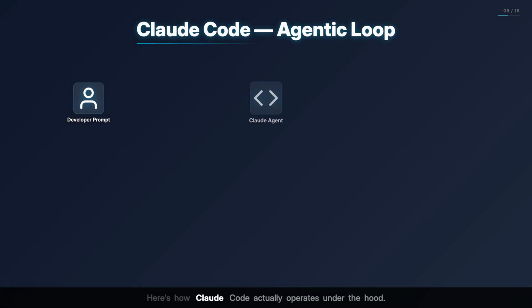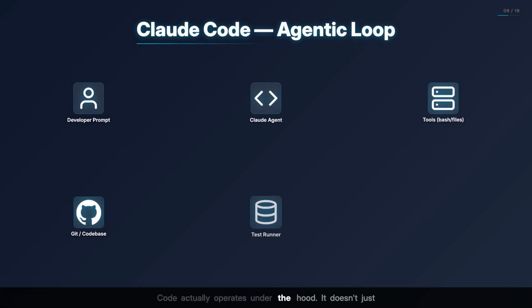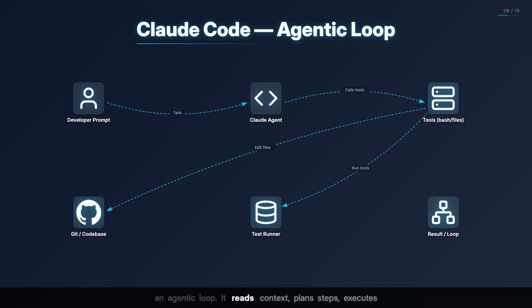Here's how Claude Code actually operates under the hood. It doesn't just chat, it runs an agentic loop. It reads context, plans steps, executes tools like bash and file edits, observes results, then loops again until the task is done.